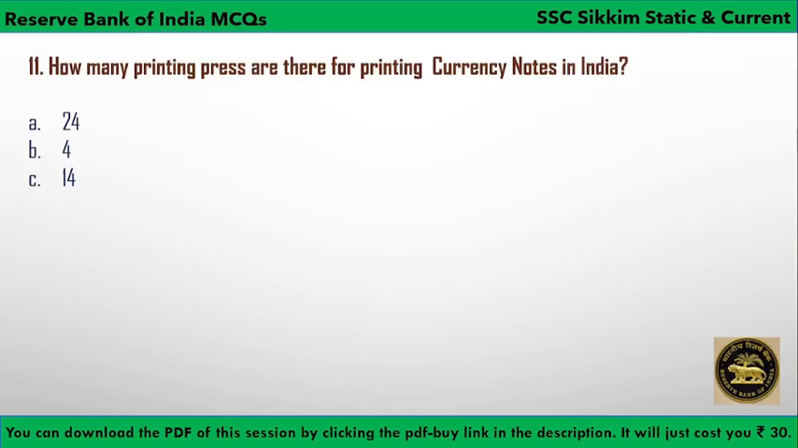So next question, how many printing presses are there for printing currency notes in India? We all know that we all carry currency notes, rupees. How many printing presses are there to print the currency notes? The options are 24 printing presses, 4 printing presses, or 14 printing presses. The correct answer is B, 4 printing presses.